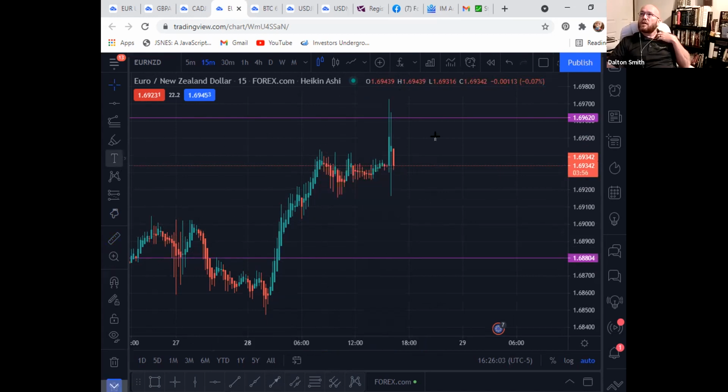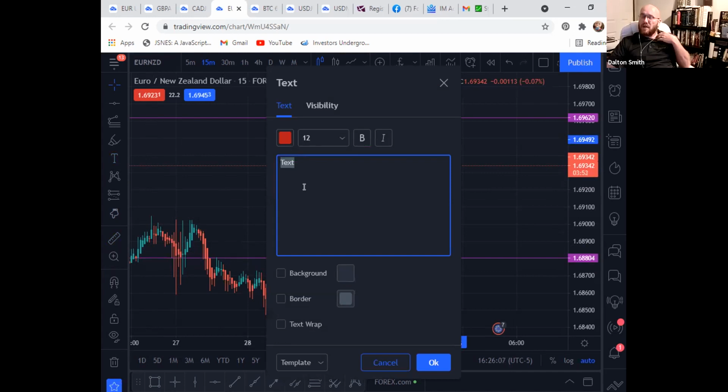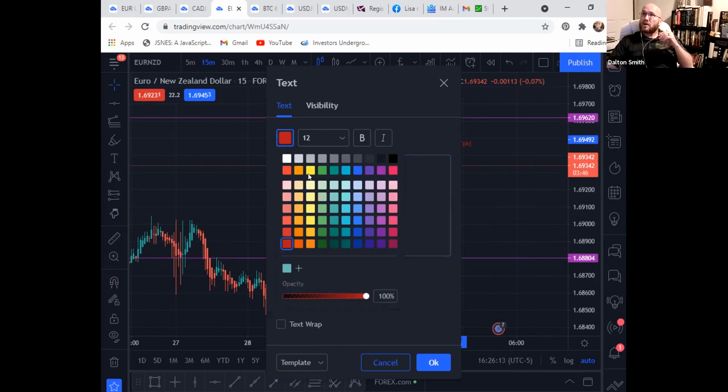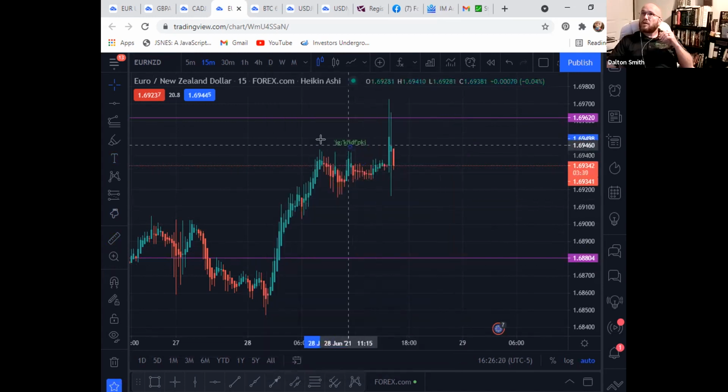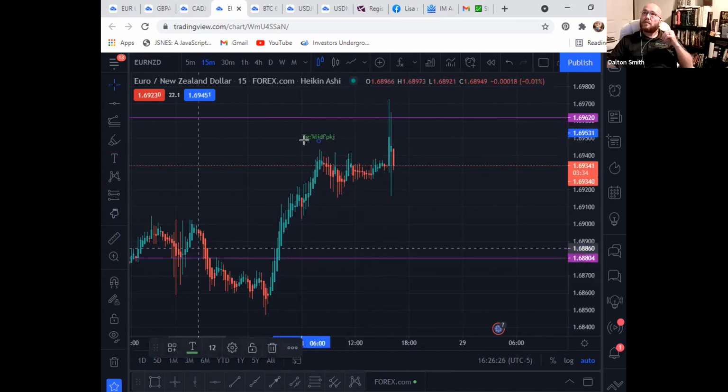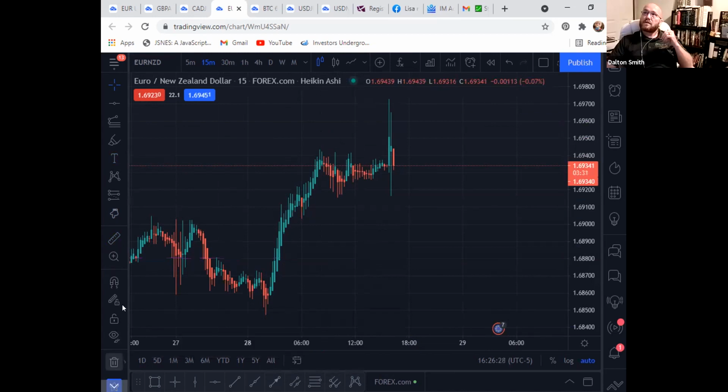Text, you just click anywhere, and it brings up text. Just type whatever you want, and it goes directly on the screen. You can change the color of the text, and it just shows up right here on the screen. Make notes, guys. You can type market high here, or I think it's going to drop here, or whatever you want. But make notes, mark up your charts.